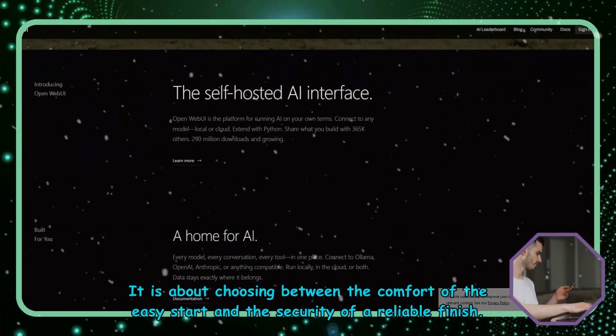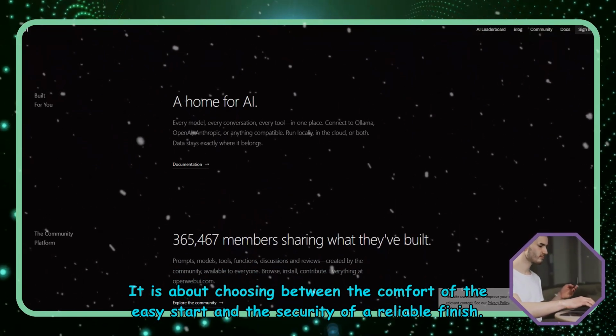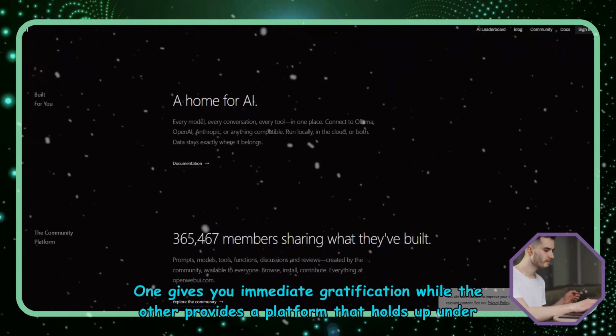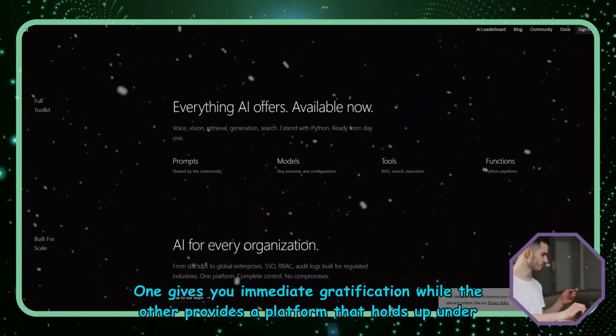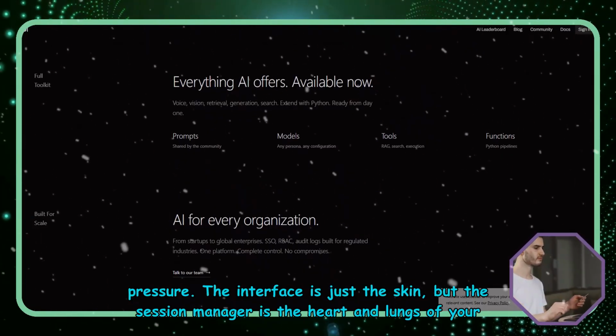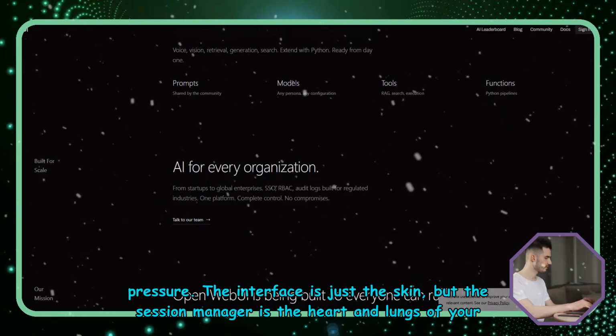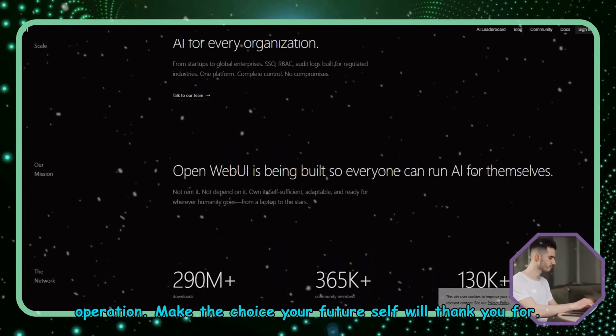It is about choosing between the comfort of the easy start and the security of a reliable finish. One gives you immediate gratification while the other provides a platform that holds up under pressure. The interface is just the skin, but the session manager is the heart and lungs of your operation. Make the choice your future self will thank you for.